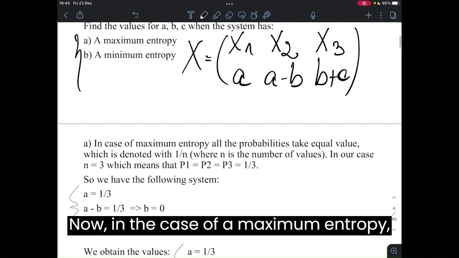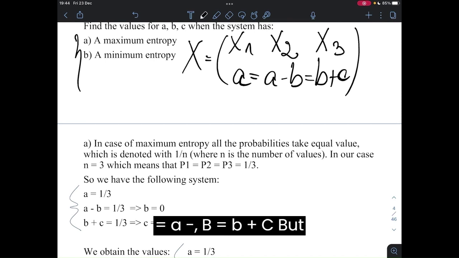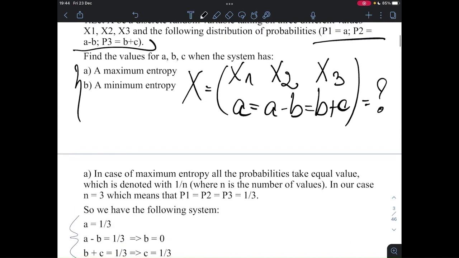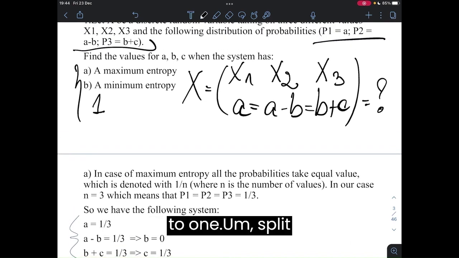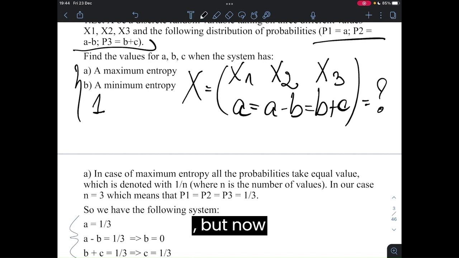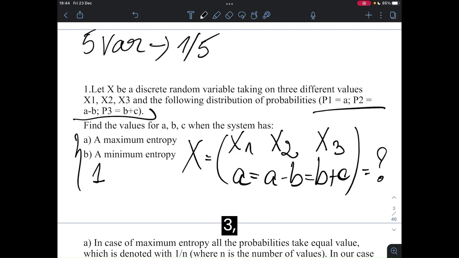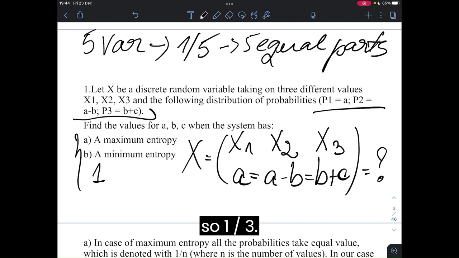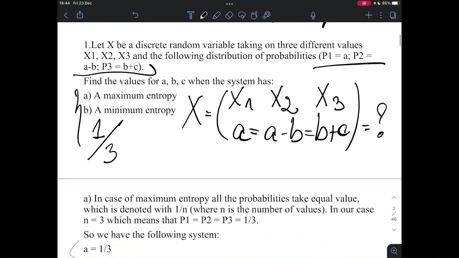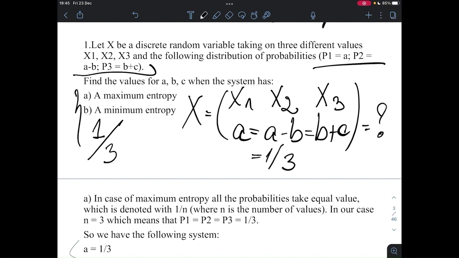Now, in the case of a maximum entropy, all probabilities will be equal. So a equals a minus b equals b plus c. But they will be equal to what? To the entire, to a whole, meaning to one, split into three equal parts. Why three? Because three is the number of variables in this case. If we have another problem where there will be five variables, we will have 1/5, five equal parts, but now we only have three, so 1/3. So three equal parts, a equals a minus b equals b plus c equals 1/3.